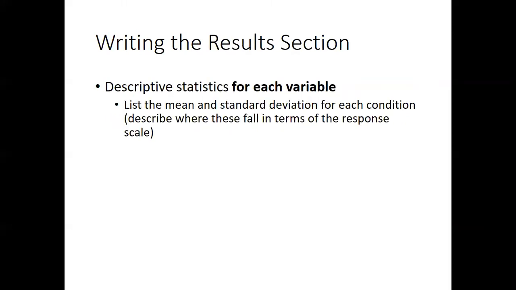Okay, so the first thing that you are going to talk about are the descriptive statistics for each variable. I've given you the tables, so you need to list the mean and standard deviation for each condition. Talk about where they fall in terms of the response scale. So remember that is a scale from 1 to 5. In the methods video and PowerPoint, I've shown you exactly what the responses are. So you might talk about, were these pictures on average perceived to be very happy or not very happy or somewhere in the middle?